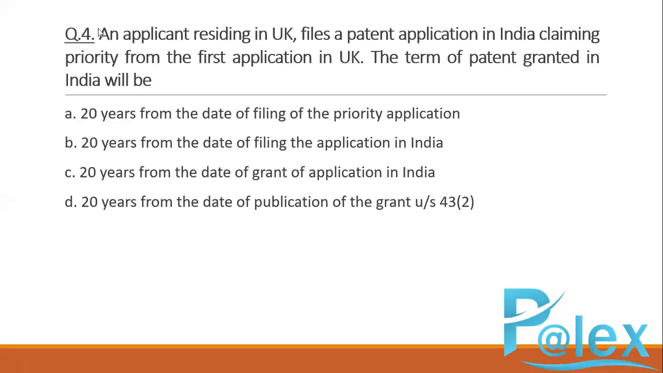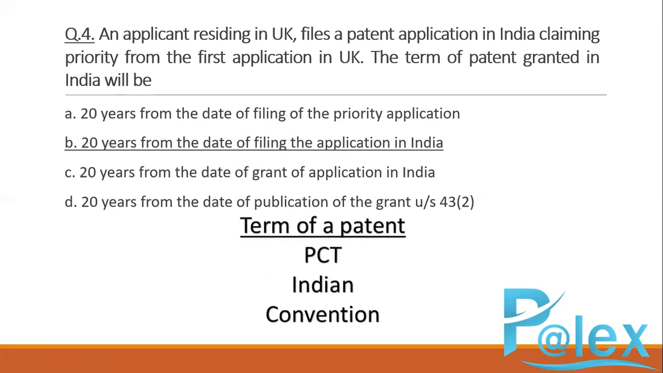Any applicant residing in UK files patent application in India claiming priority from the first application filed in UK, and the term of the granted patent in India would be, you have 4 options: 20 years from priority, 20 years from filing in India, 20 years from grant in India, and 20 years from date of publication of grant in India. Here the correct answer is 20 years from the date of filing the application in India.